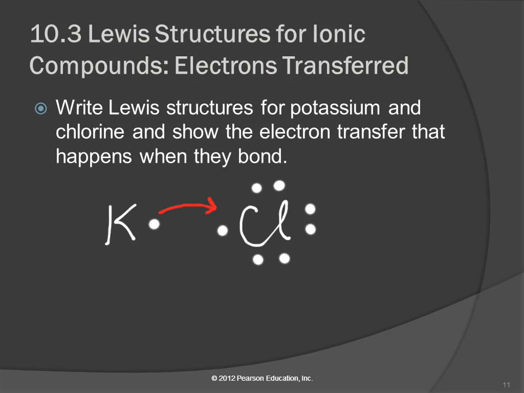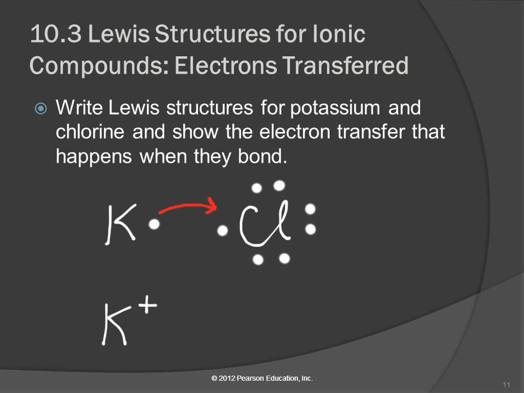We both have octets. And so what you end up with is potassium with a positive charge. Now, does that mean it has no electrons anymore? No, it's just that we're now into the core electrons, and we're not going to show those, because then it would look like all of a sudden 8 dots appeared, and that would be confusing.